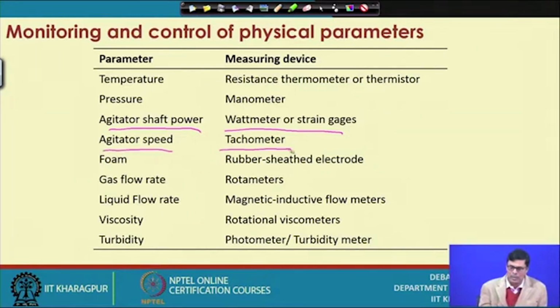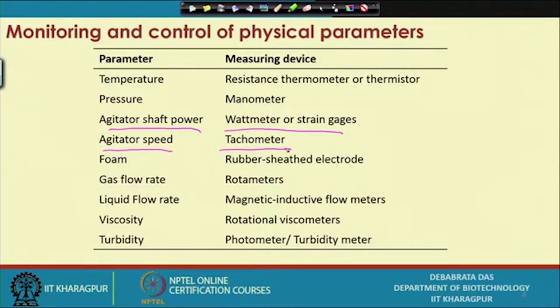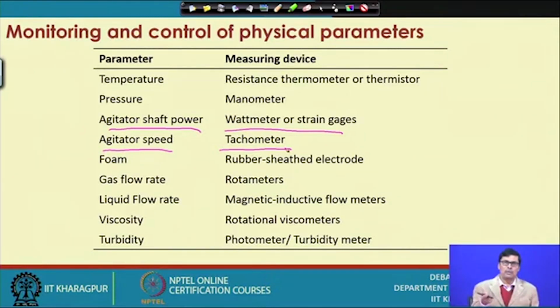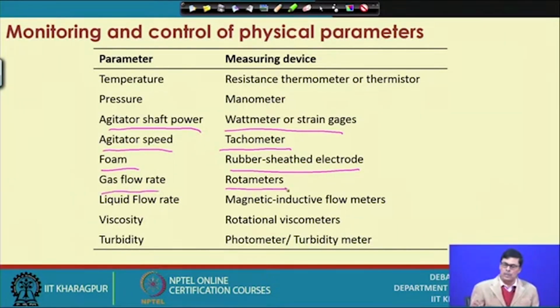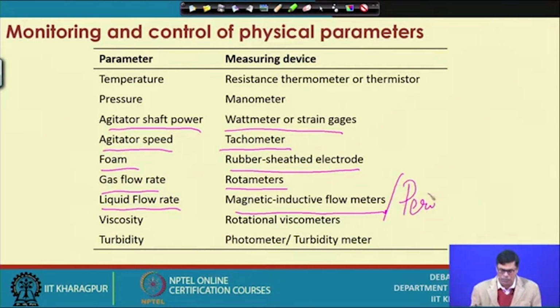Agitator speed can be estimated by using tachometer, because in our day-to-day life we have seen in our car and other things, if we want to find out what is the speed of the wheel, we can find out with the help of tachometer. Foam is detected by the rubber seat electrode, and gas flow meter, we have already told, rotameter is used, and rotameters I will discuss in detail, and liquid flow rate is measured by magnetic inductive flow. But here I want to point out, in the biochemical industry we use the peristaltic pump.